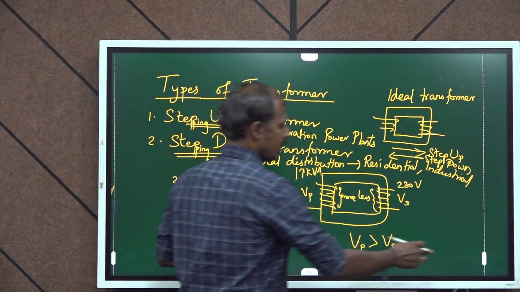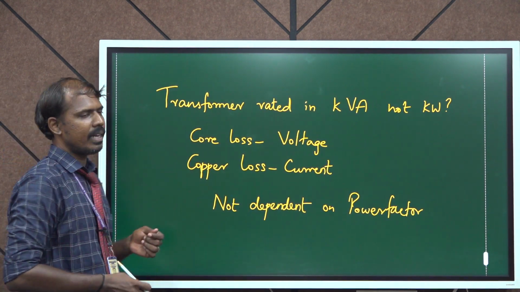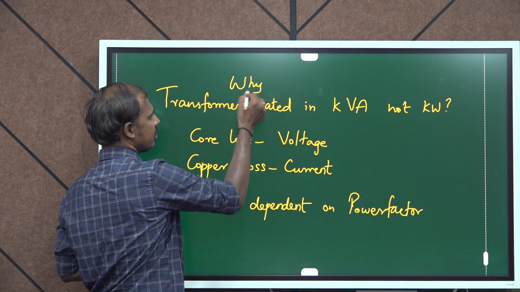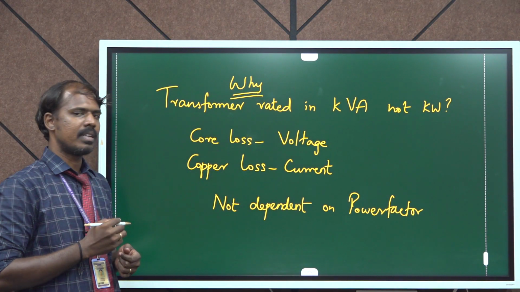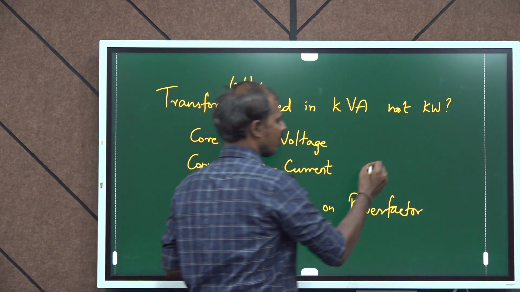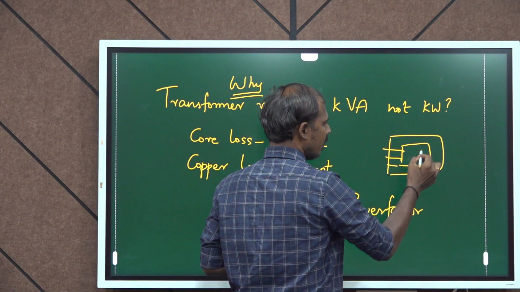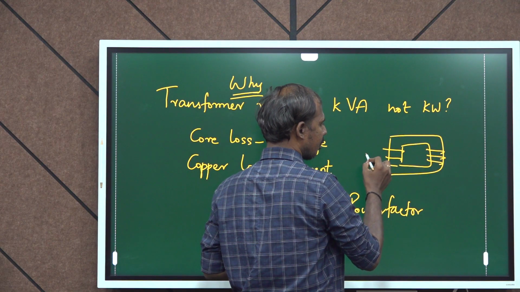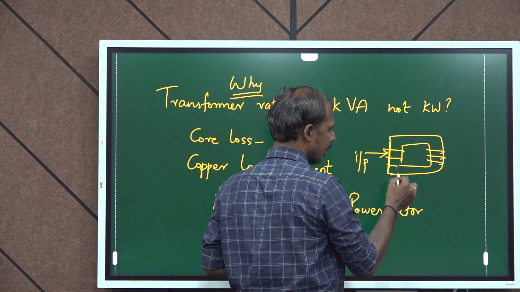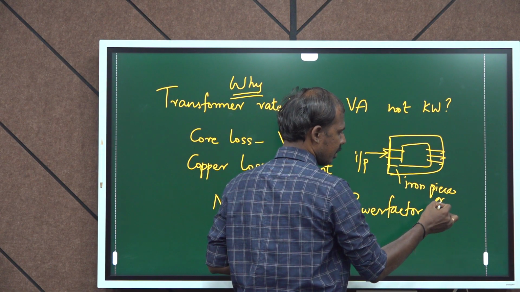Okay. Now we will discuss why a transformer is rated in kVA and not in kW. This is an important concept, why the rating in transformers is done in kVA. Now when I take a transformer, I have got a core. So this is a core and I have got windings. When I supply the input here, this core is made up of iron. This is an iron piece or iron stampings.